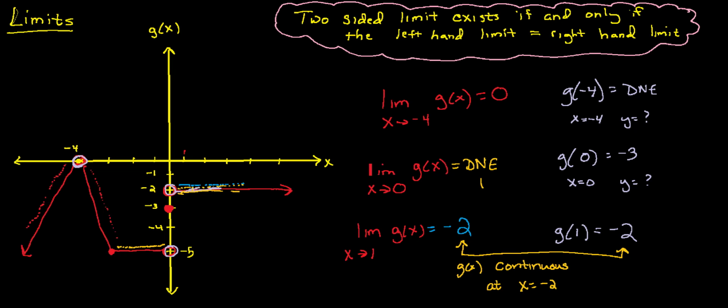This is not continuous because the two-sided limit doesn't exist at x equals 0. So this is not continuous. And I can see, certainly I'm falling off a cliff. That would not be a good road to drive on because it's not continuous. You're going to just fall right off the cliff there.